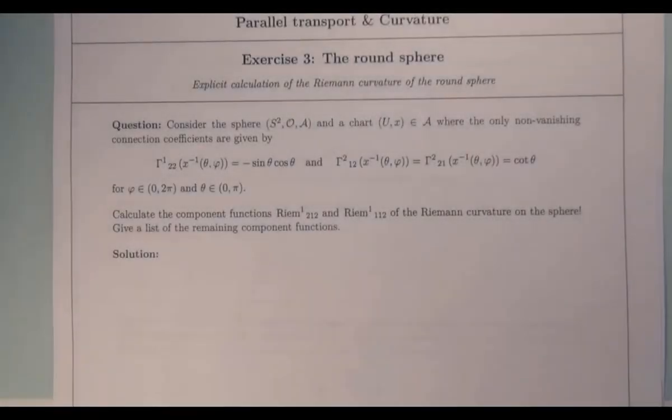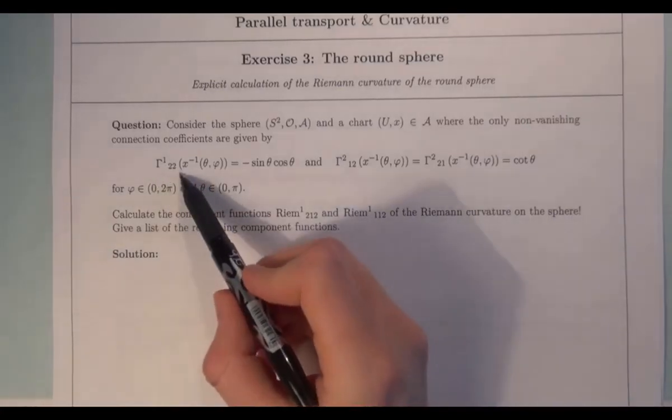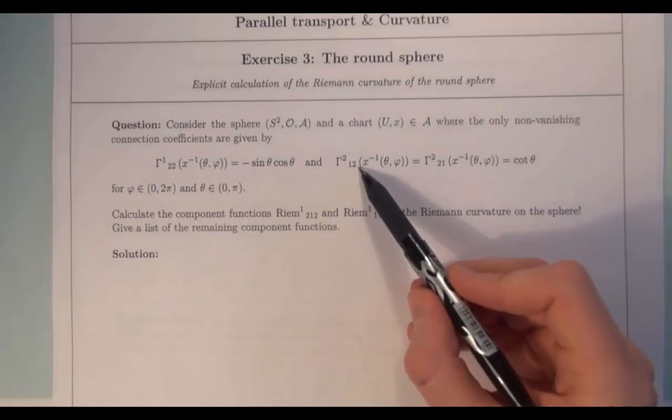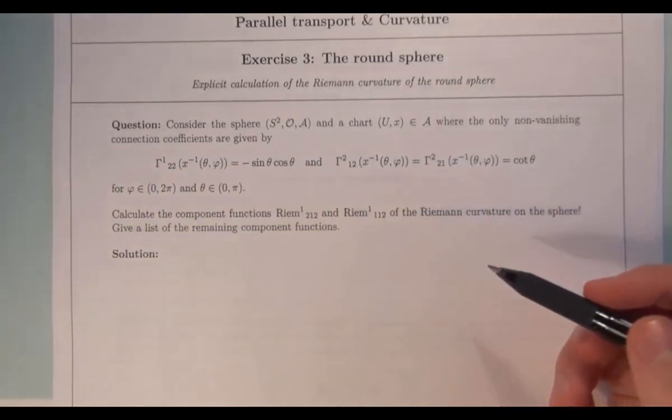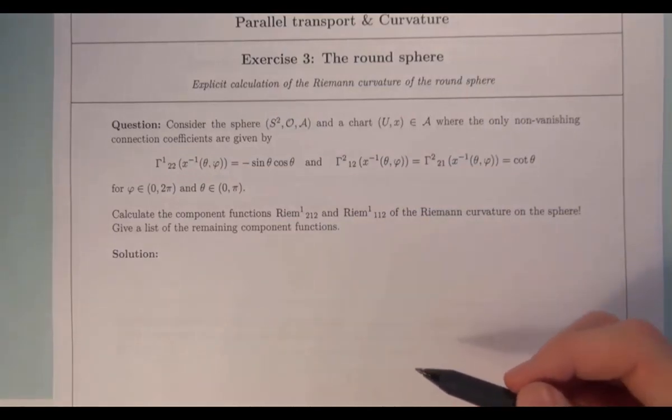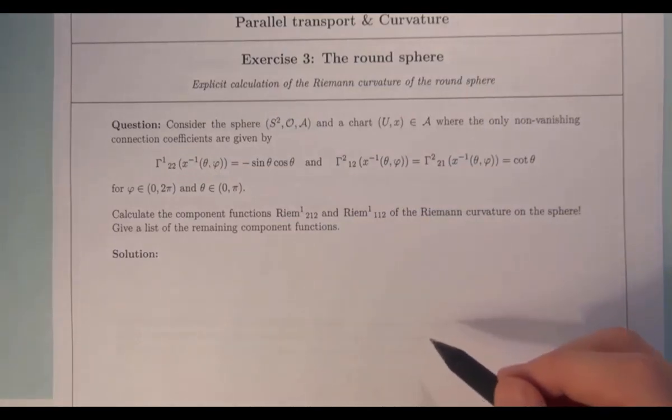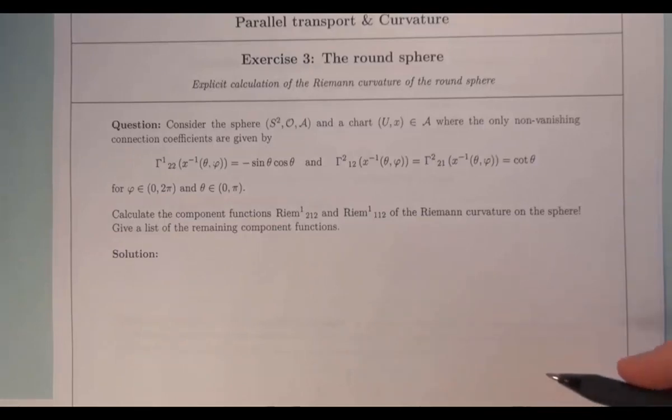So now we come to exercise 3, the round sphere, where we want to explicitly calculate components of Riemann curvature for the round sphere. We consider the round sphere and a chart where the only non-vanishing connection coefficients are given by gamma 1, 2, 2 and gamma 2, 1, 2, which is equal to gamma 2, 2, 1, so we live on a torsion-free connection. Now we want to calculate component functions for the Riemann curvature.